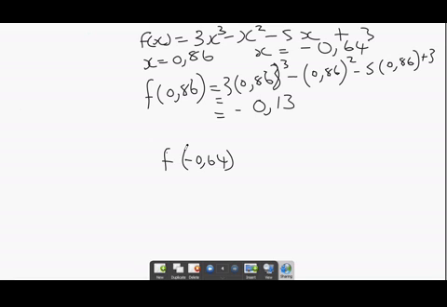Now we go to the other function, f of negative 0.64. I go back to my calculator, and remember we are substituting negative 0.64 cubed, minus bracket negative 0.64 squared, minus 5 bracket negative 0.64, plus 3.